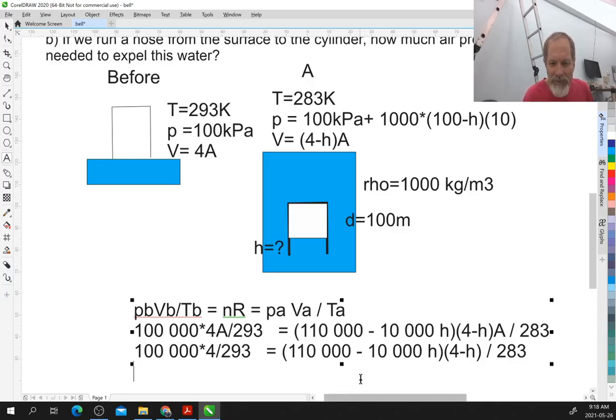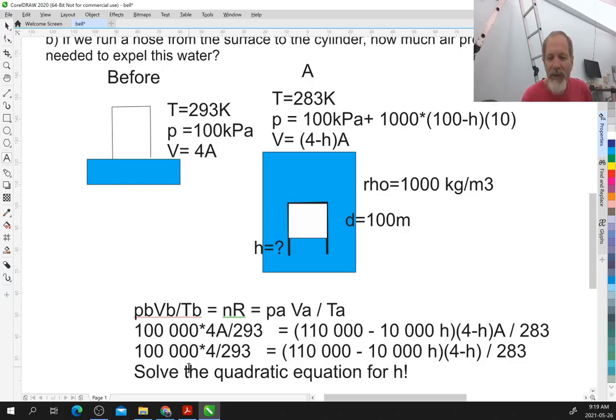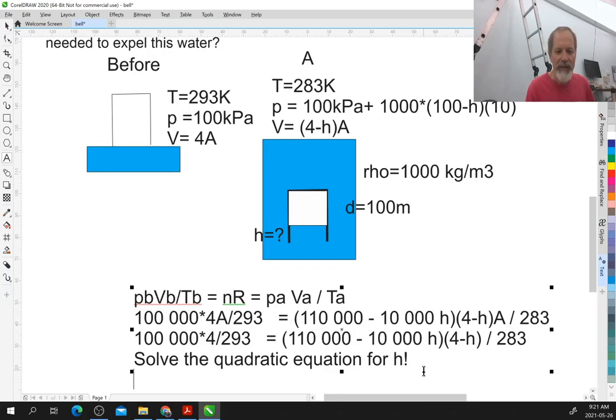You have the 4 minus H, the 10,000 minus H. So we're going to have to do a fair bit of multiplication out here, and then we will need to solve the quadratic equation for H. Since it's a quadratic equation, we'll get two values. One of the volumes will make sense. One of them will not make sense. I will let you do the math. But the final answer is going to give us approximately H should be approximately 3 meters.